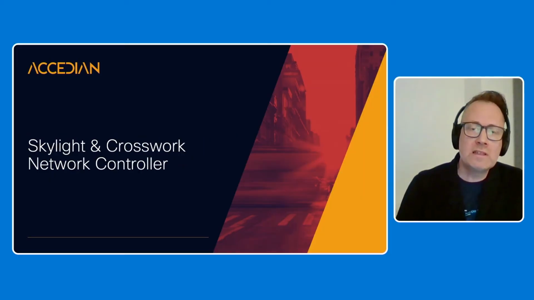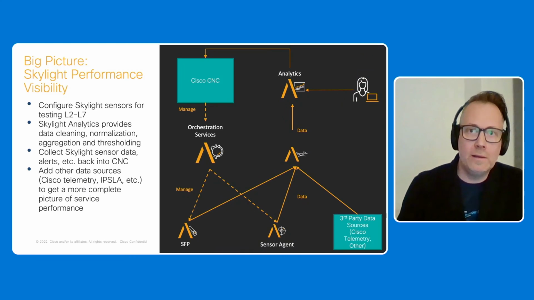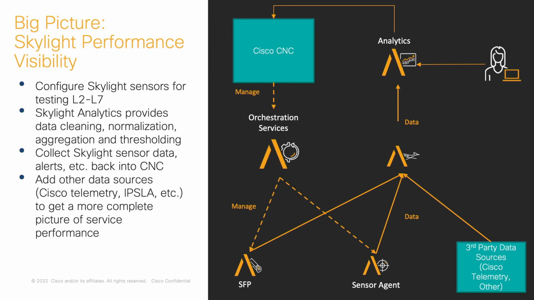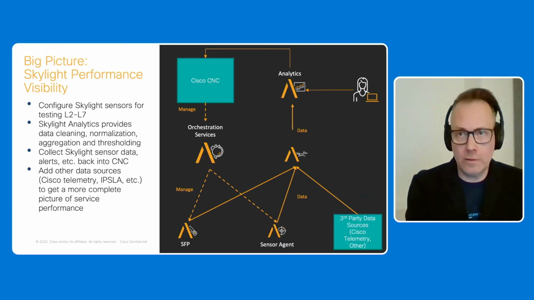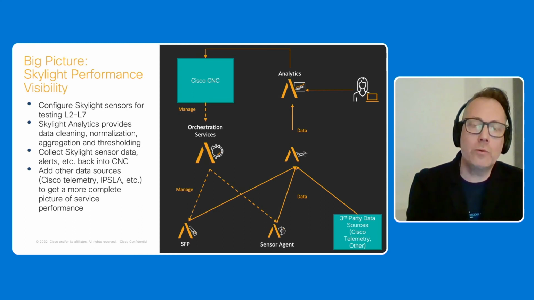Of course, Cisco CNC sits as the brain in this closed loop. CNC can signal and control, through our orchestration services, which tests to add and perform, and also where this data is looped back through our Skylight Analytics layer into CNC. At the bottom right, you also see the third-party data source, and we have the possibility to bring in Cisco telemetry, for example, into our data pipeline, so that you can collate this data together with the Accedian sensor data and get a very complete picture of how well your network performs.